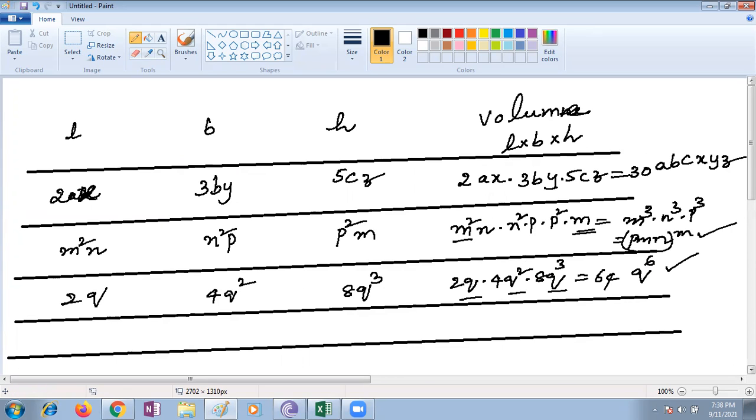Very good. Next question, Lalit. Lalit, are you there? Yes, ma'am. 4ABC and 2A square B and B square A. Ma'am, so 8 A to the power 4, B to the power 4, ma'am. Very good.